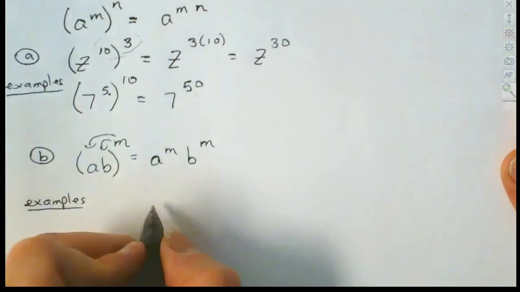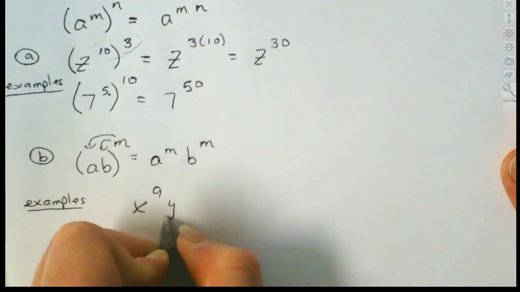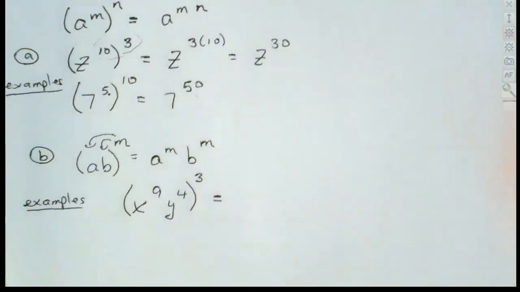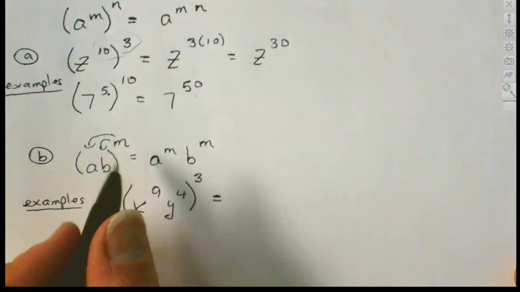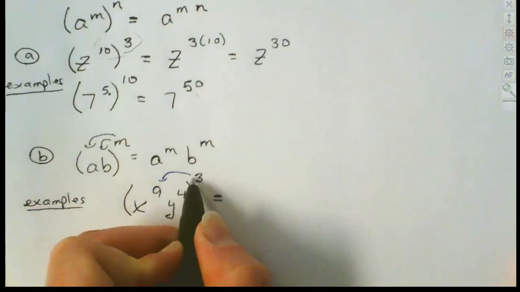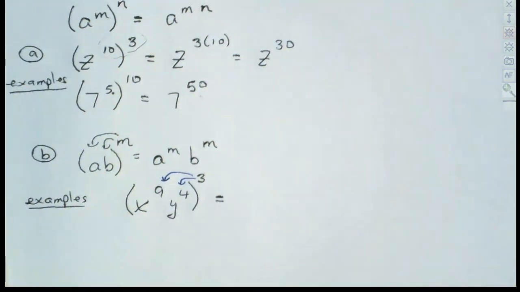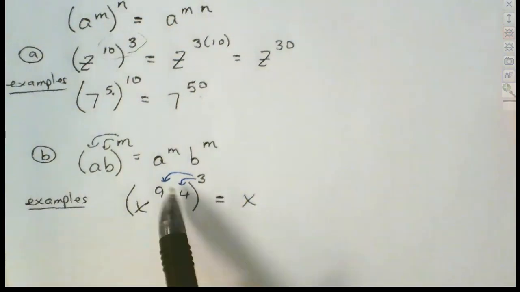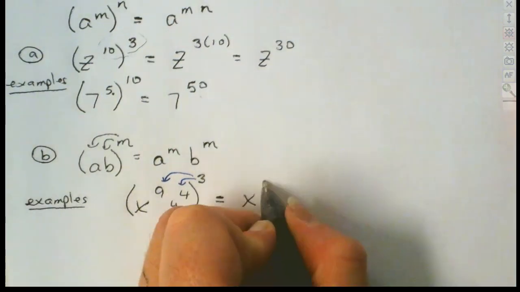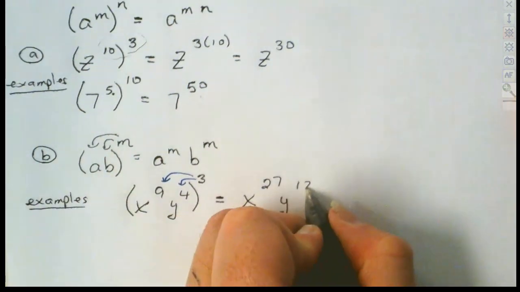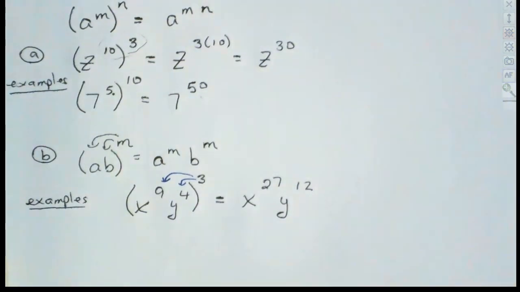So let's say we have x to the 9th, y to the 4th, all raised to the 3rd power. Well, what would we do with this one? That 3 is going to have to be distributed through, just like we would work with parentheses. It gets distributed through, and we multiply. So that would be x to the 3 times 9, which is 27, and y to the 4 times 3, which is the 12th power. So when you have parentheses, you just distribute it through each piece.